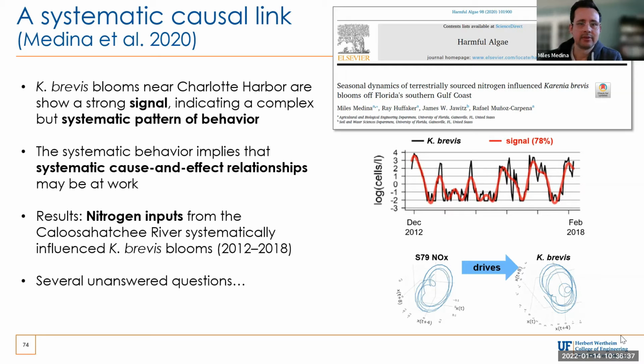So this systematic pattern of behavior implies that there may be systematic cause and effect relationships at work. And indeed, we investigated those to find a link between blooms and nitrogen inputs from the Caloosahatchee River by investigating the phase space manifolds, also shown on the right. So these results were pretty novel and interesting, but they left a few questions unanswered. And this is the subject of the work that I've just completed and that's currently in peer review.